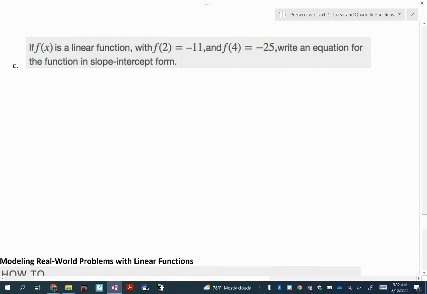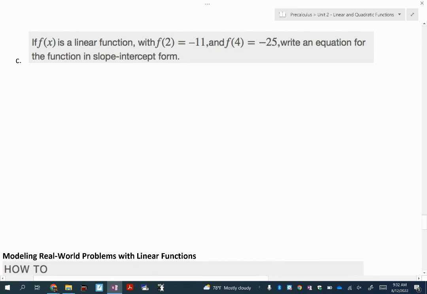Okay, they're giving us a linear function f of x, and f of 2 is negative 11. So that'd be like if you plugged in 2 for the x, you got negative 11. And if you plugged in 4, you get negative 25. So write the equation in slope intercept form.